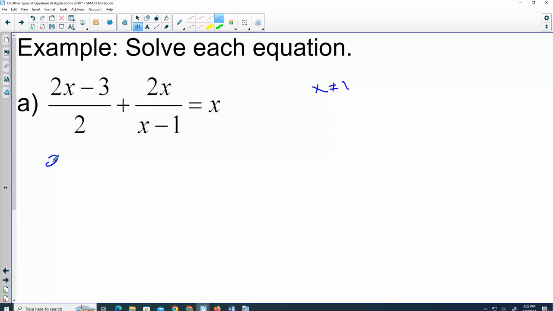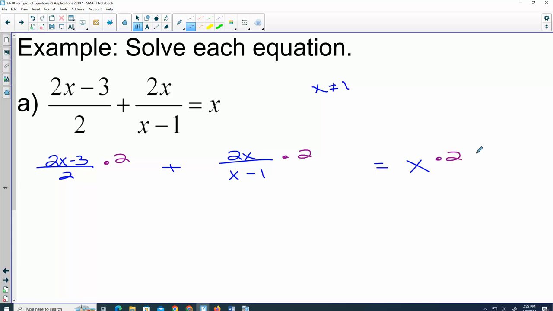I'm going to rewrite my problem just so I have a little more space. You don't have to, but I want to show you exactly what I'm going to do here. Right. This first denominator is 2. The opposite of dividing by 2 is multiplying by 2. But if I do it on one term, I have to do it to every term. Because in an equation, it has to be equal. You have to do it to both sides. So I'm essentially taking everything on both sides, multiplying it by 2.